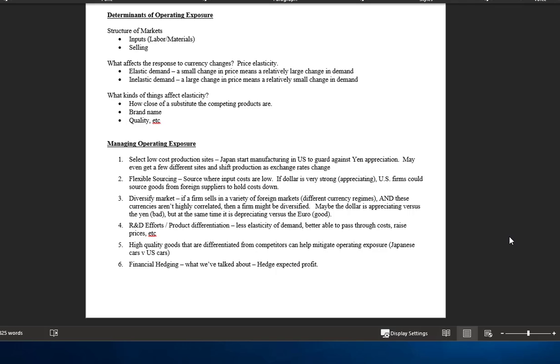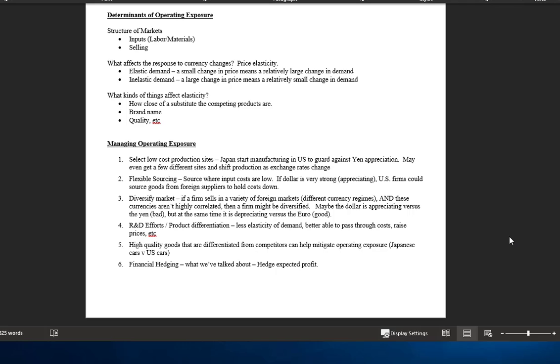And then lastly, financial hedging. This is what we've talked about in a number of chapters to this point. We could hedge the expected profit. We could use futures. We could use forwards. We could use options. All of these to manage the exposure that we have to our cash flows as a firm because of exchange rate fluctuations.